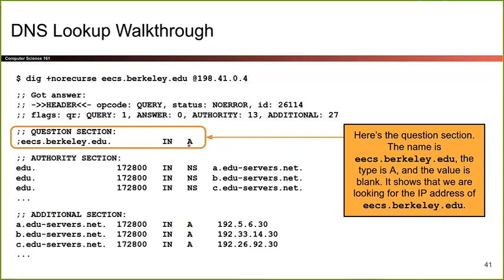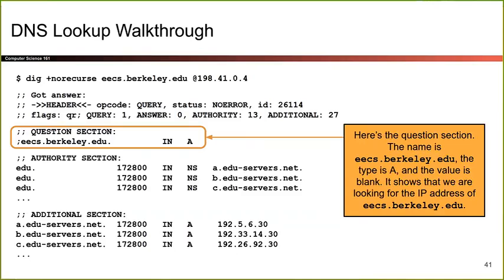So it's an A-type record, which means that if you look in the name column, you will see a domain name. If you look in the value column, you will see an IP address, except you don't, because I don't know the answer. But that's the A record.